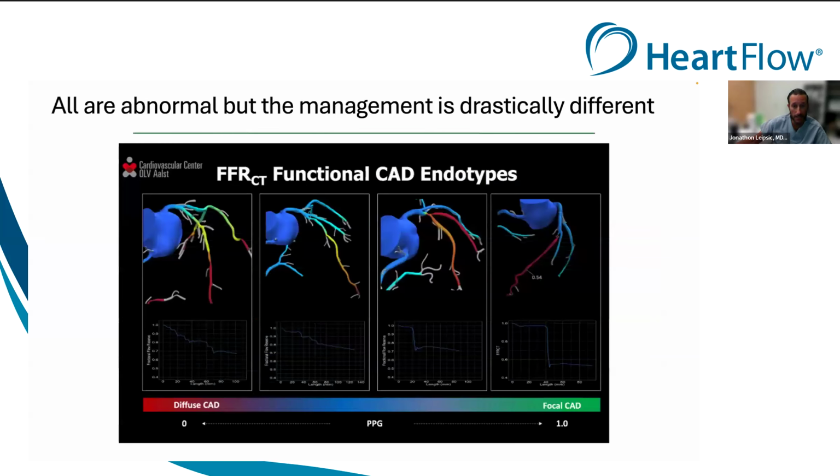So over the last 7 years, we've learned that this is fundamentally important, and we keep this in mind as it relates to interrogating the vessels as we evaluate them prior to decisions around referral to the cath lab.